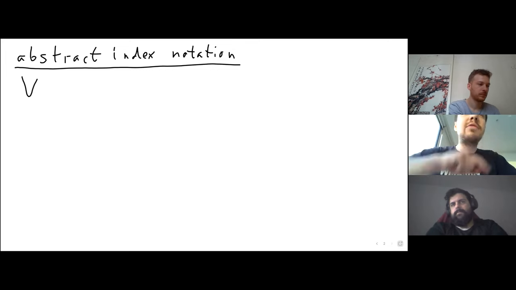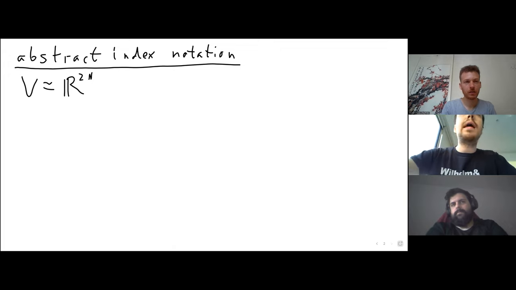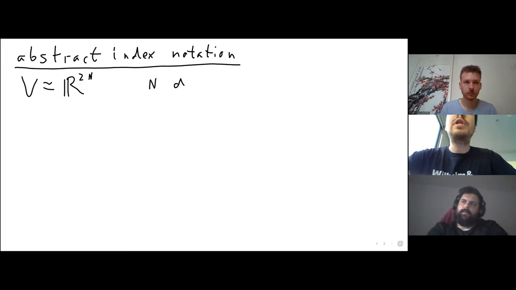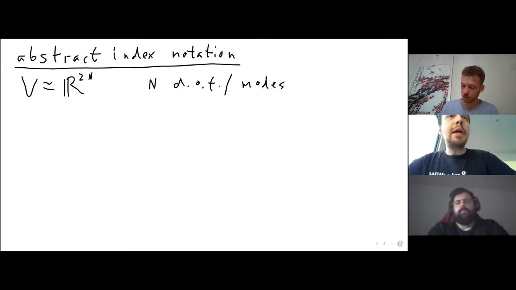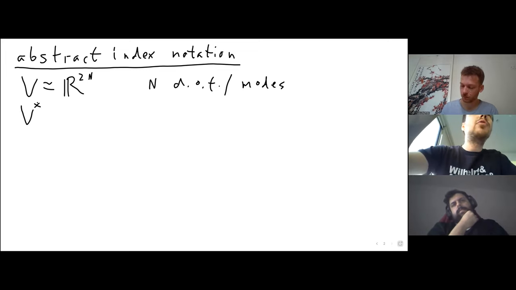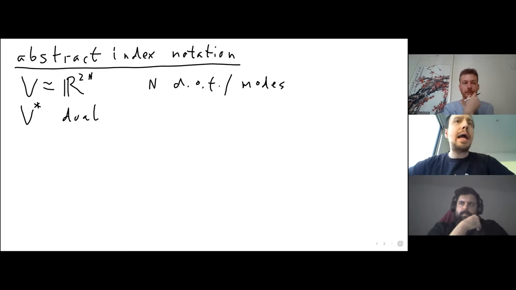If we have a vector space V, and in our case, this vector space V will be isomorphic to R^2n. And here, n will turn out later to be the number of degrees of freedom, also called the number of modes, bosonic modes or fermionic modes. So it's a two-n-dimensional real vector space. And whenever you have a vector space, then of course you also automatically have the dual vector space. Cool. And then we can introduce so-called (r,s) tensors.